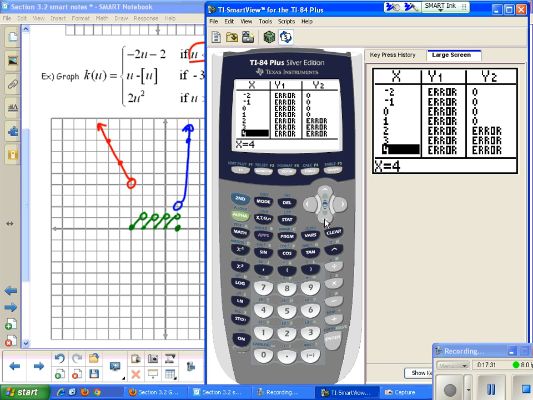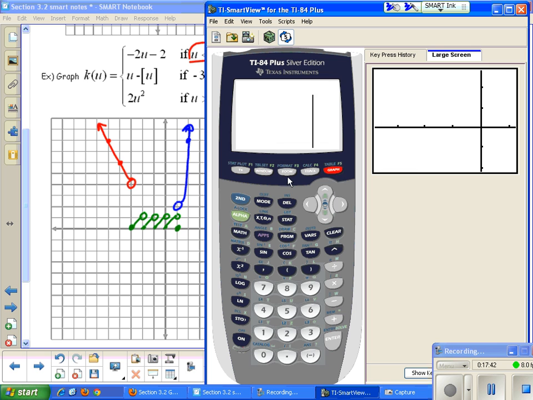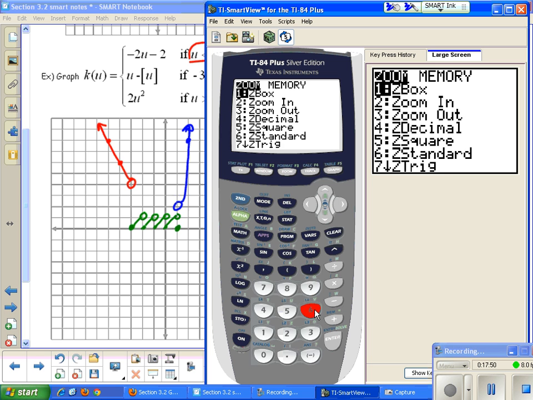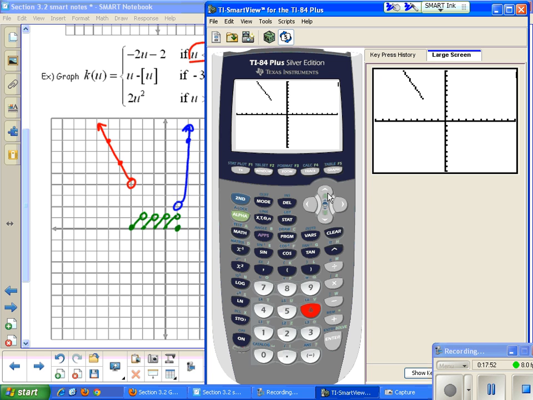And then for the last part, I have errors for these both because there's nothing there. It's not on my graph, but I do have numbers for this part, which is in blue. So if I go back to my graph, I'm going to hit zoom 6 for a standard window. And just to show you again, if I hit trace, I can go to the different graphs.